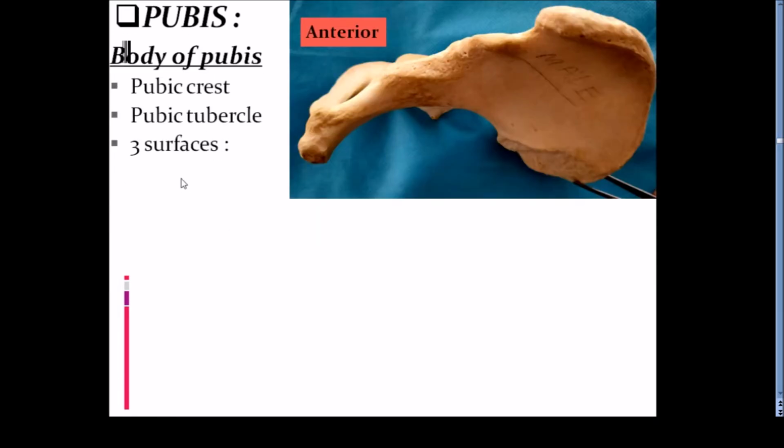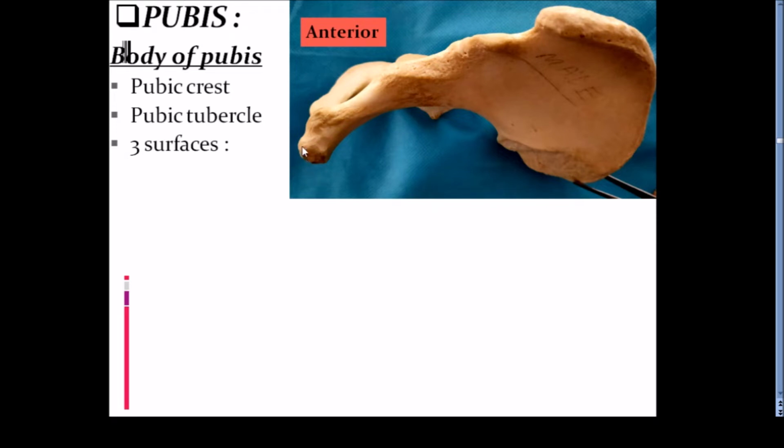So first we discuss the body of the pubis bone. The body of the pubis bone has features like the pubic crest, the pubic tubercle, and 3 surfaces. So what is the pubic crest? The pubic crest is nothing but the superior border of the body of the pubis bone.